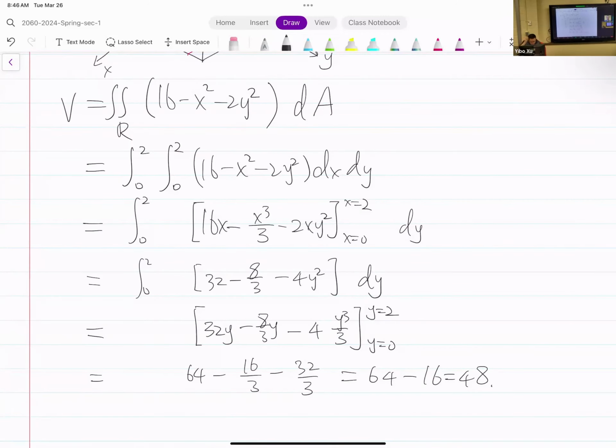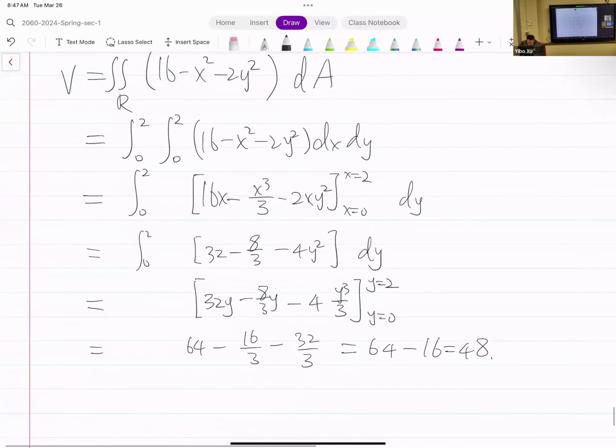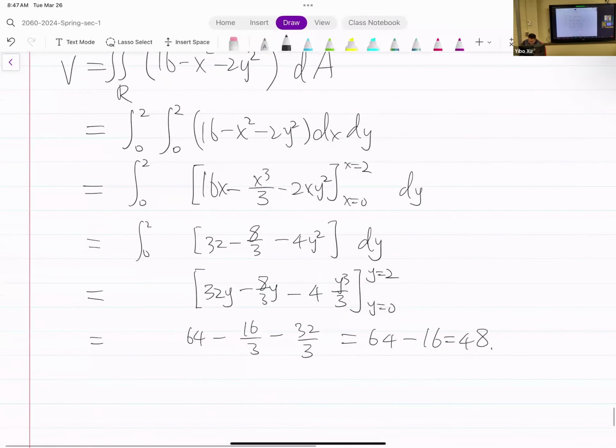For this kind of polynomial function, it's always not so complicated. But if you have more complicated functions or even products, then it will get messier. That's what makes this harder and harder. So now, more examples.